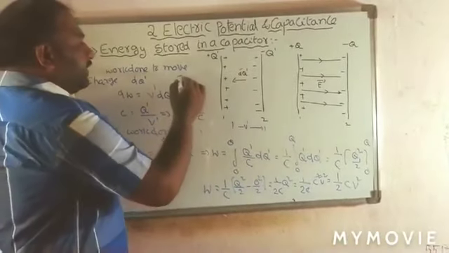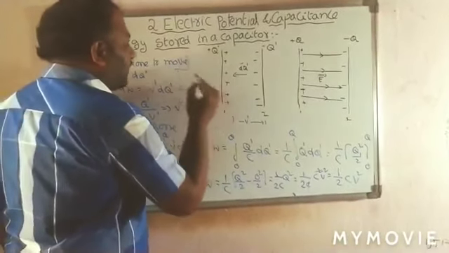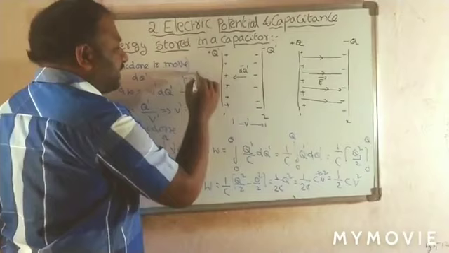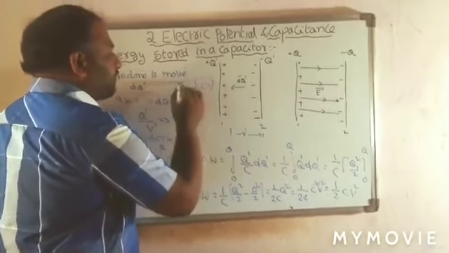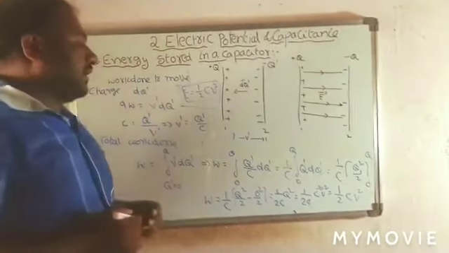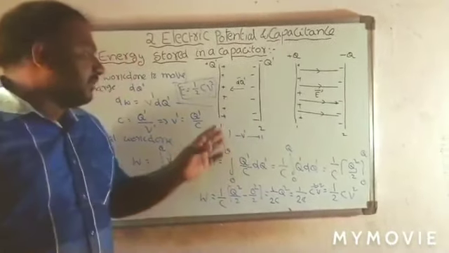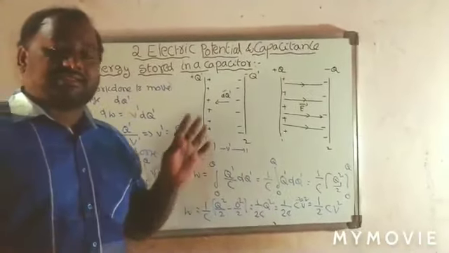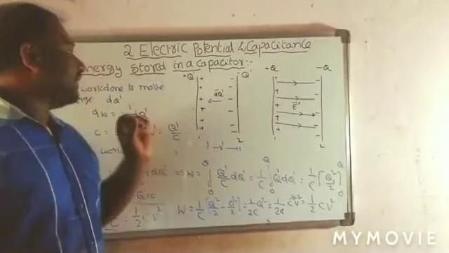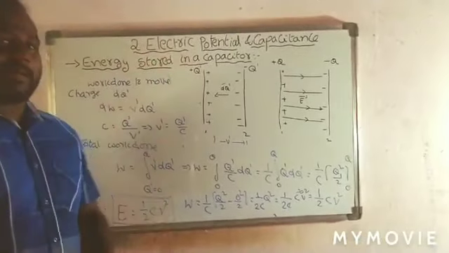Therefore, the total energy stored in the capacitor is, since work done is nothing but energy, half CV square joules. So the energy stored in a capacitor is half CV square. Once again, see this derivation, this is an important 3 mark derivation, that is energy stored in a capacitor.